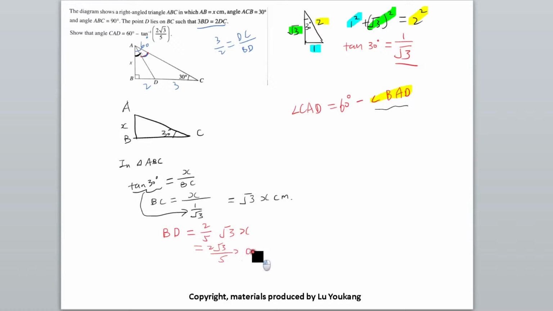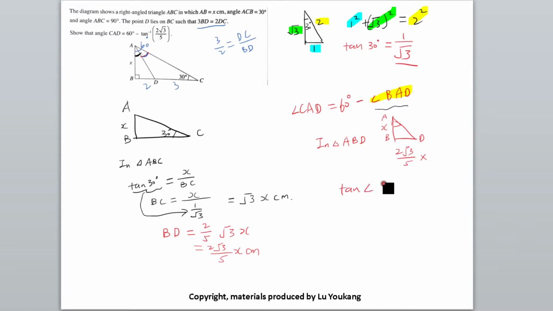Okay, so let me continue. So BD is actually 2 square root 3 over 5 x cm. And now let me extract another triangle ABD. So in triangle ABD, I know that my AB is x and my BD is found now, which is 2 square root 3 over 5 x.